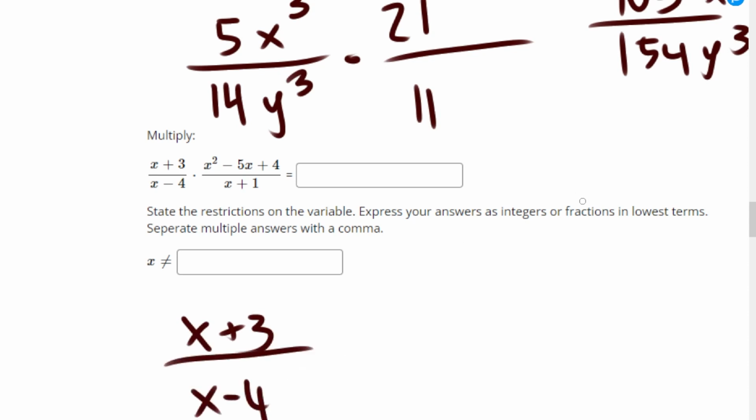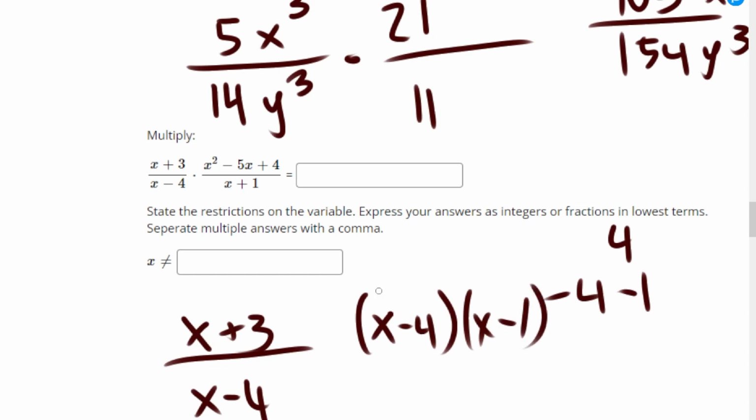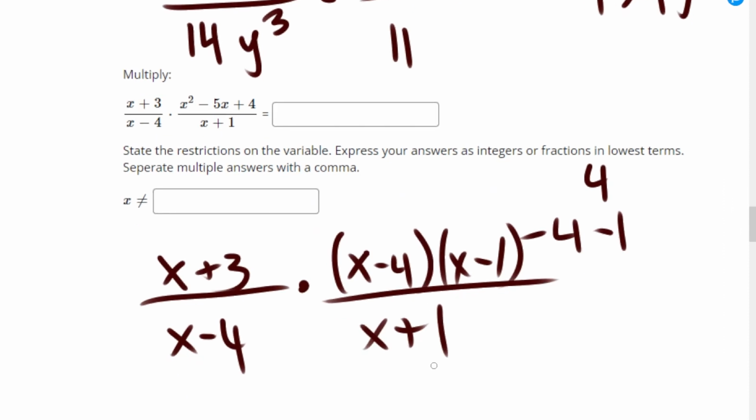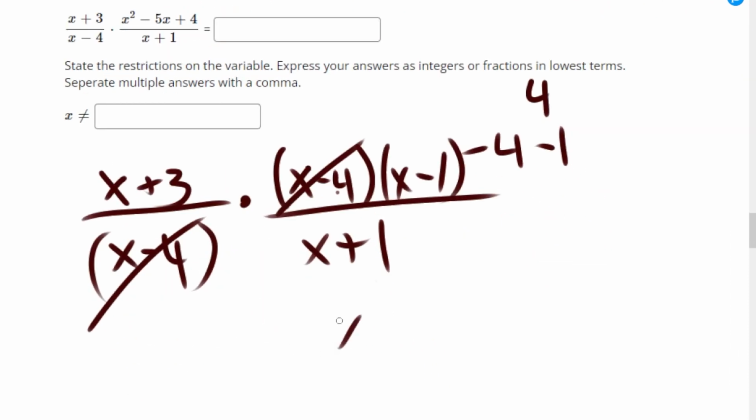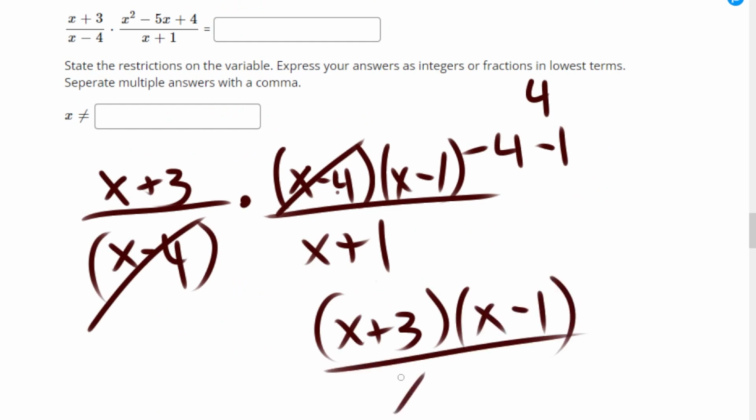So we have this, and then the top is going to be x squared minus 5x plus 4. We'll do hippo butts. We add to 4 and 1, so we'll do negative 4, negative 1. So the top is going to be x minus 4, x minus 1. So multiplication, division. x plus 3 and x plus 1 can't go into each other, but x minus 4 can. So we'll get rid of this, leaving us with x plus 3 times x minus 1 over x plus 1.